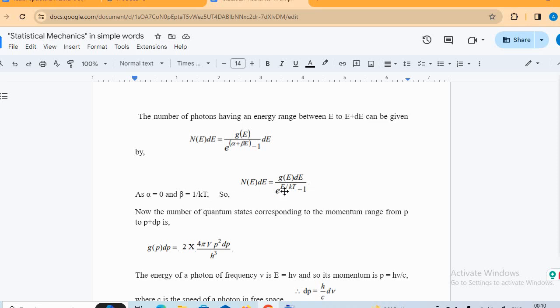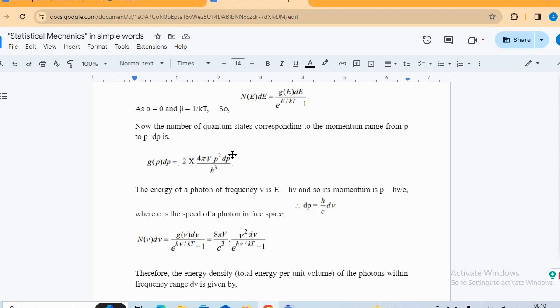So, this expression becomes e to the power (e by kT) minus 1. And again, in case of photons, when we are talking about black body radiation, we are talking about photon radiation. There are two types of polarization available for the photon particle. This is given by 2 into that particular factor. And this was the calculated momentum, and then we are just converting this into energy form in terms of frequency.